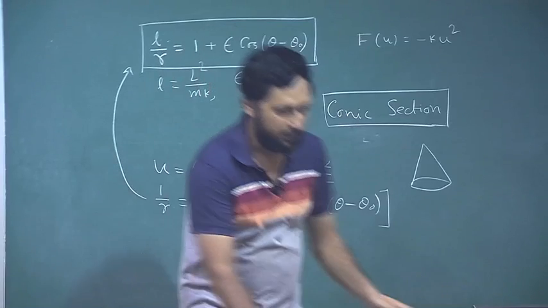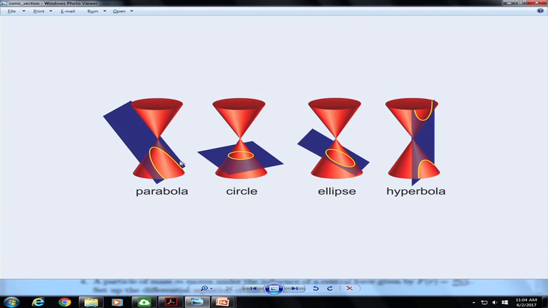Let us look at some examples. I took a picture of it from the internet. Now, if that plane is obliquely cutting the cone, then we get a shape which is called a parabola. If the plane cuts the cone while remaining horizontal to the ground, then it traces out a curve called a circle. If the cut is like this, it is an ellipse, and if the cut is like this, it is a hyperbola.